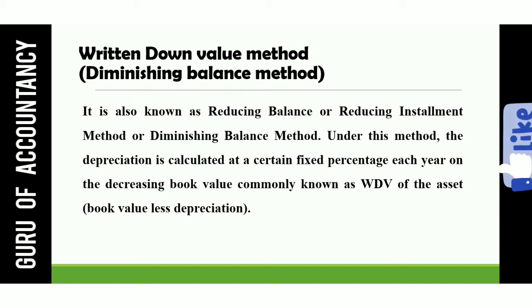Written down value means book value minus depreciation. In this method, the amount of depreciation is diminishing every year. Or we can also say in this method, the written down value is every year decreasing because of depreciation. And depreciation is charged on the written down value at a fixed percentage. And that's why the name of the method is written down value method.